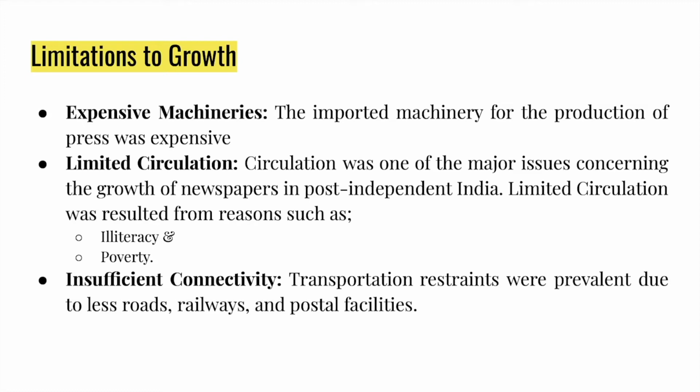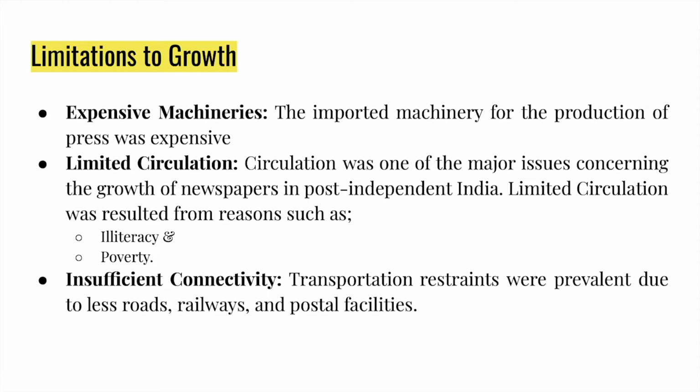Number one, expensive machinery. The sophisticated machinery required for the mass production of print publications had to be imported from outside India. The cost of machinery was high and Indian publishers found it unaffordable. They had to rely on outdated and slow machines for production, which could not match modern machinery. As a result, this hindered the growth and expansion it required.